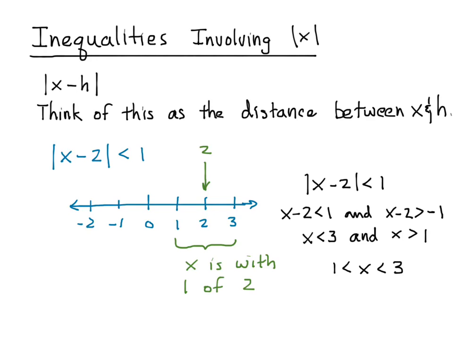Now, of course, the classical way to solve this is that we break this up into two different inequalities. And so we take x minus 2 is less than 1, and then when we remove the absolute value the other way, we have x minus 2 is greater than -1. Remember, we flip the inequality and change the sign of what's on the outside, and so we get x is less than 3 and x is greater than 1.